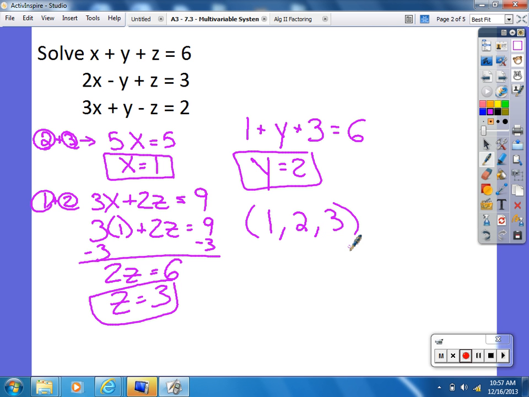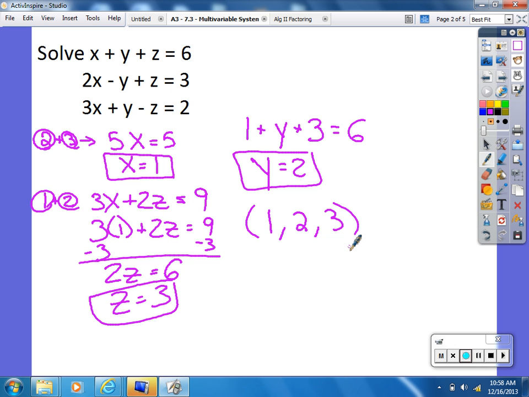Now, I don't just want to stop there. I also want to do one more thing, which is check. Now, you don't have to show me a check. You are at the age now where I assume you're going to do that check in your head. Okay, especially when you're taking your quiz, you're going to want to check, right? So I'm going to check it in the second one. 2 minus 2, well, that's 0. Plus 3, does that equal 3? Okay, I'll try this one. 3 plus 2, that's 5. Minus 3, is that 2? Okay, you didn't have to physically show that, but now you know you're 100% correct.